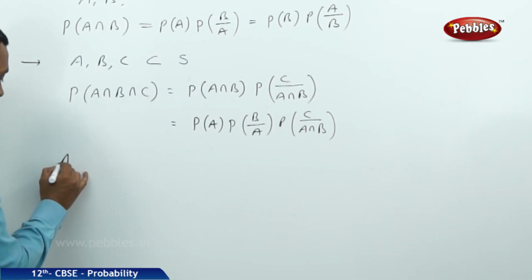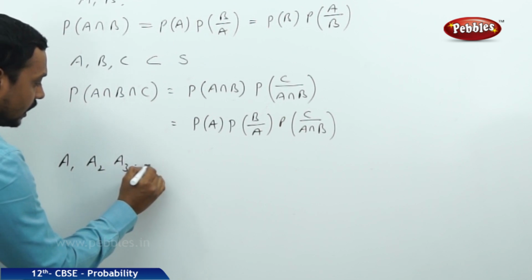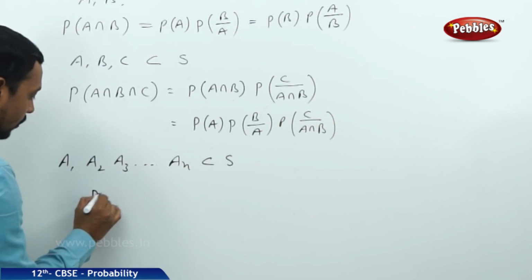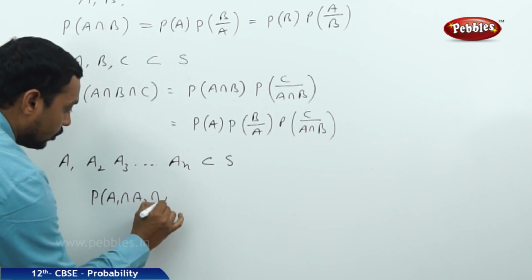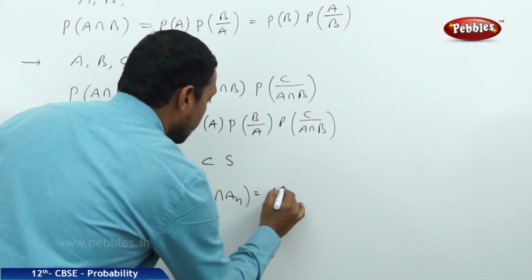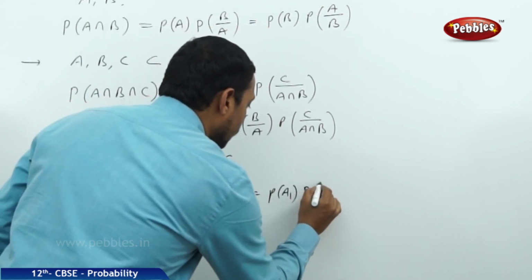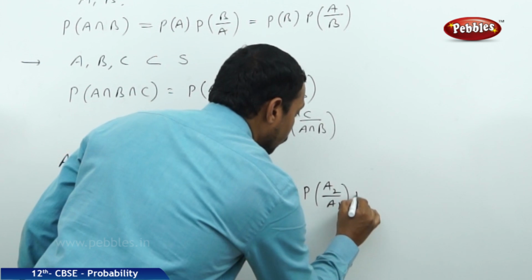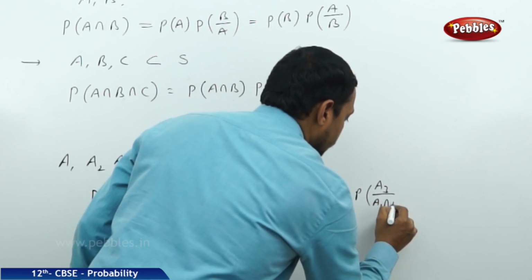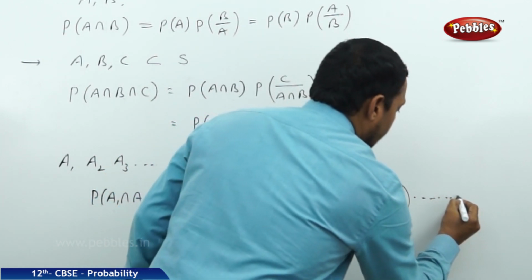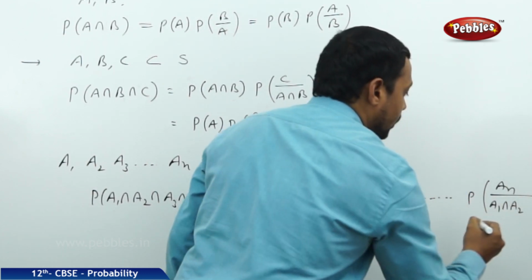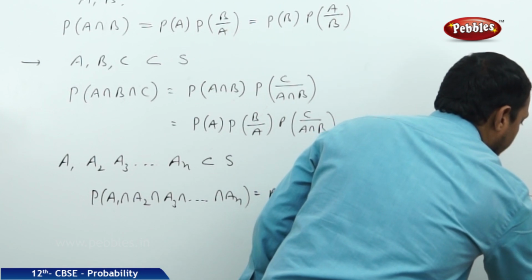Now, in general, suppose there are A1, A2, A3, and so on, AN, or N events in sample space S. Then probability of A1 intersection A2 intersection A3 intersection and so on intersection AN is equal to P of A1 into P of A2 by A1 into P of A3 by A1 intersection A2, and continue like that, and P of AN by A1 intersection A2 intersection and so on intersection AN minus 1.